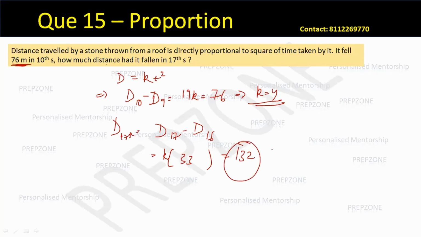Yeah. So Samriddhi, see, what is given to you is it fell 76 meter in 10th second. And you know, the distance traveled in 10th second is nothing but the distance traveled in total 10 seconds minus distance traveled in total 9 seconds. Yes. And distance traveled in 10 seconds will be what? K into 10 square minus k into 9 square. And that is how you get 19K.